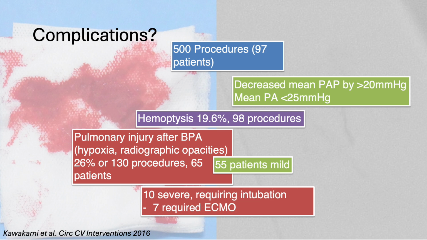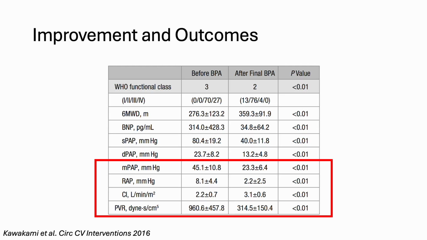In 10, it was actually severe, requiring intubation and mechanical ventilation, and 7 went on to require ECMO. And from this, 4 patients died in hospital. So 4 deaths out of 97 patients treated.